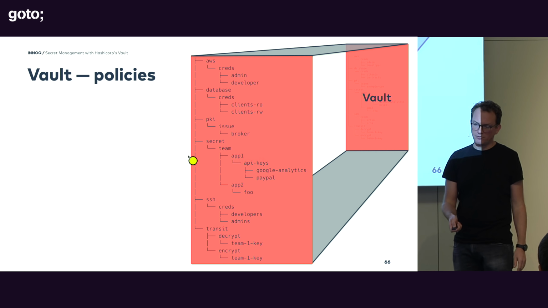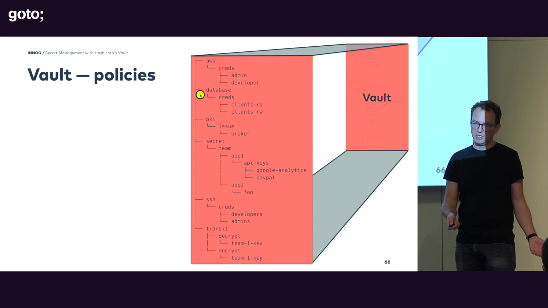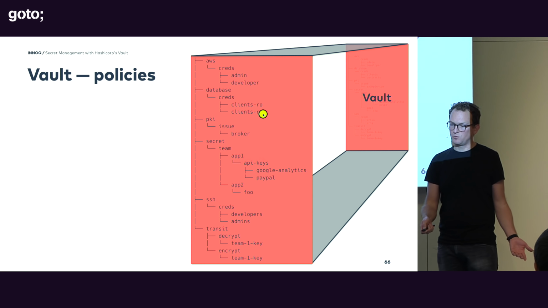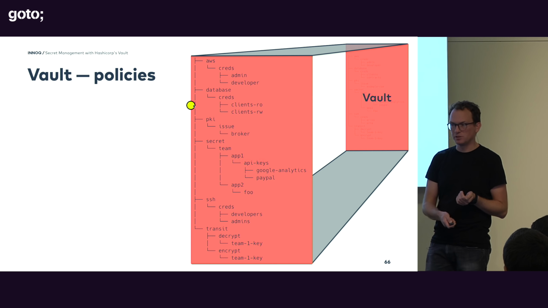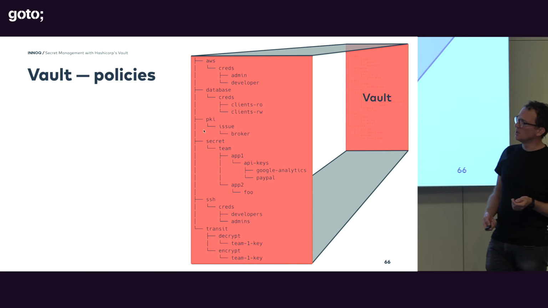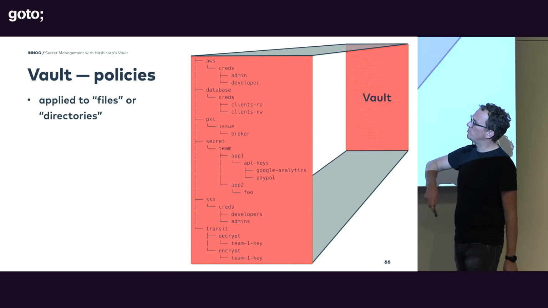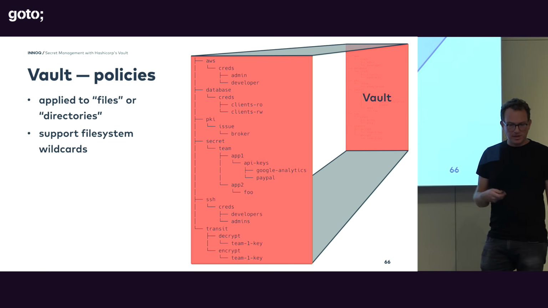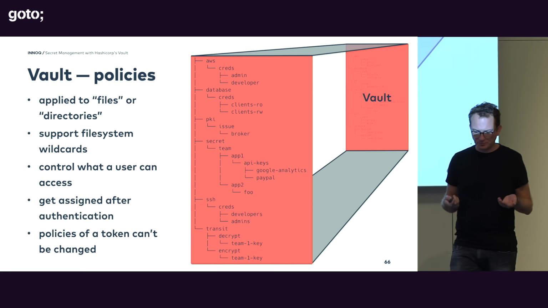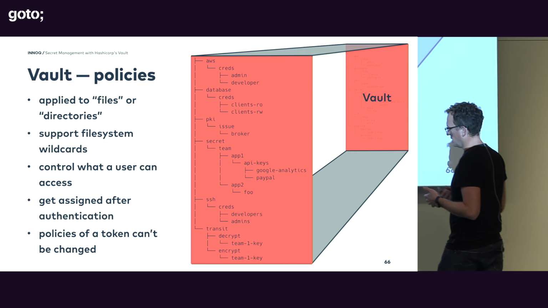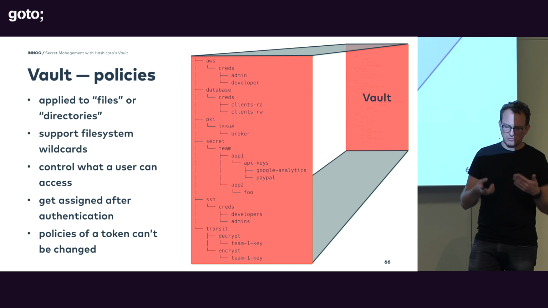So if I want to read secrets for database access, I do vault read /database/creds/clients read only, and I get back a username and password. Although this is dynamic, so every request will return a different user and a different password. And the policies now apply to files or directories, if you want to stick with the file tree metaphor. And they support file system wildcards. That's why it's quite handy. They define what the user can access, they get assigned after authentication, and they are always bound to a token. And the policy bound to a token cannot be changed. Instead, you need to create a new token.